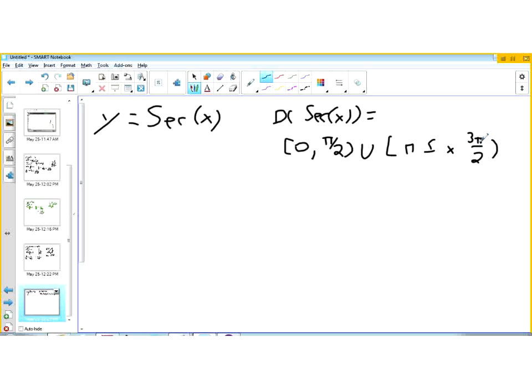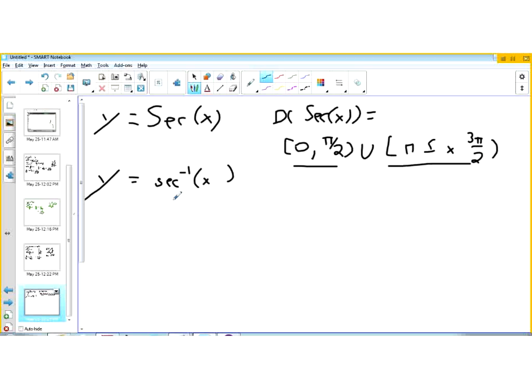So now we can go ahead and calculate the derivative of the arc secant function. So let's say y is equal to inverse secant x, and we want to calculate its derivative. So now with this in mind, we have a piecewise defined function. So the arc secant function is defined piecewise. It's defined on this interval and it's defined on this interval.